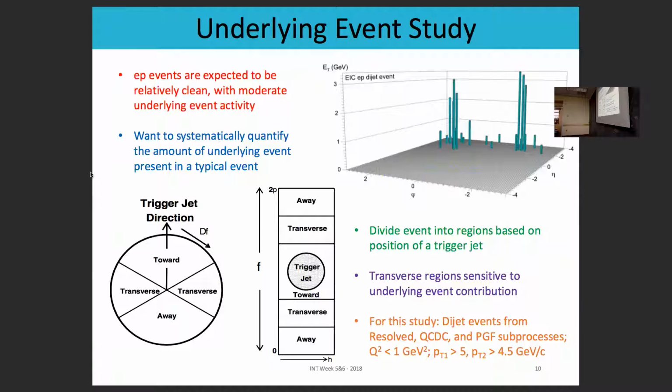We systematically studied this in PYTHIA using what we call a regions method. I think CDF pioneered this. Basically we have a trigger jet, and then we define 4 azimuthal regions around that trigger jet. We have a toward region, an away region, which would pick up the away side jet, and then 2 transverse regions, which would be sensitive to our underlying event contribution.